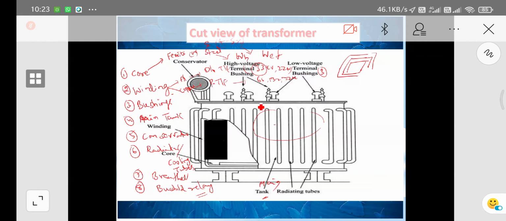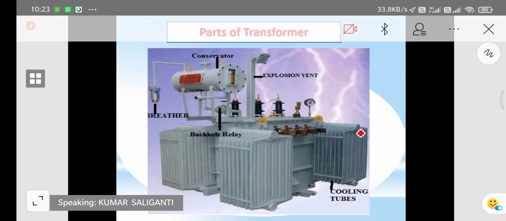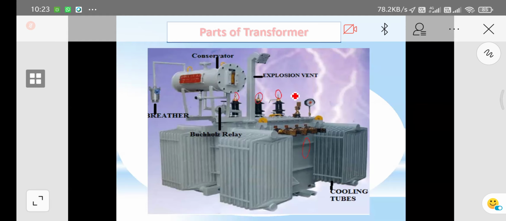Okay, and what about the main tank? You can see, this is the main tank here. You can see these are the bushings, so these are the terminals, the input and output terminals. At the input terminal we get the power, and at the output terminal we deliver the power. So these are the bushings.